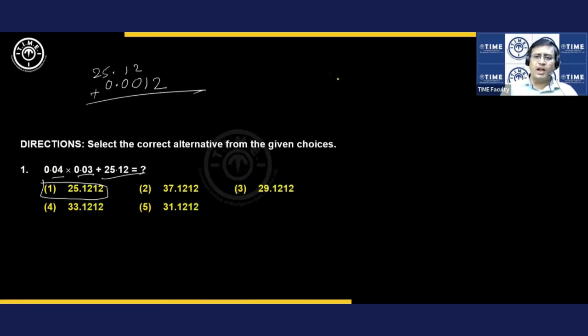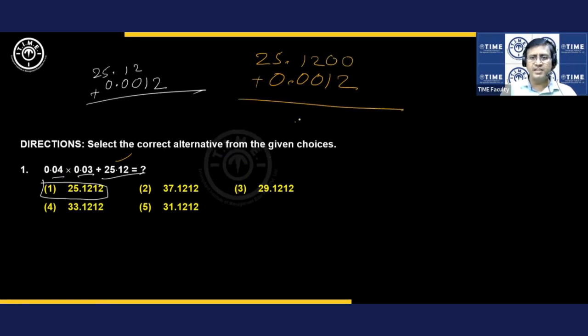Now look at the first example once again for Bharadwaj. 3 into 4, that is 12. 0.04 means 2 decimals, decimal after 2 places. 0.03 means decimal after 2 places. 2 plus 2, total 4 places. So we need to maintain 4 places. Here we have only 2 digits, so I am creating 2 more digits. So what is the value? 0.0012 plus 25.12, by adding these two, what is the result? 25.1212. Choice 1 is the right answer.